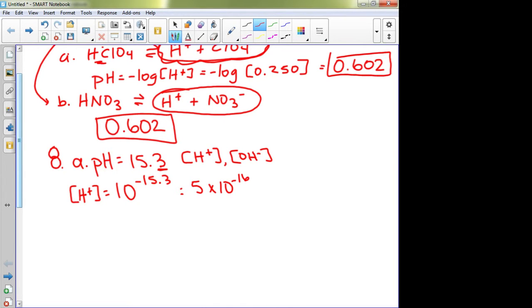If you're going from concentration to pH, it'd be opposite. How many sig figs? How many decimal places? So if I was given the concentration of hydrogen and I had to go to pH, I would say 1 significant figure, 1 decimal place. Yes.